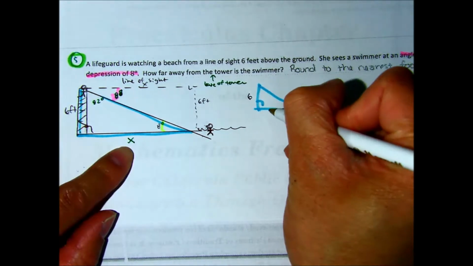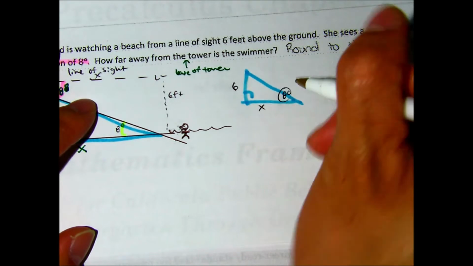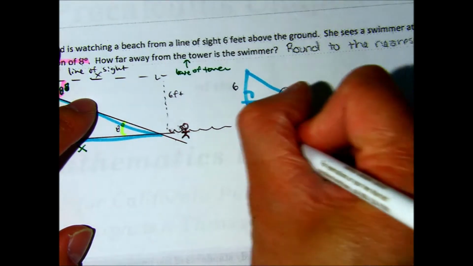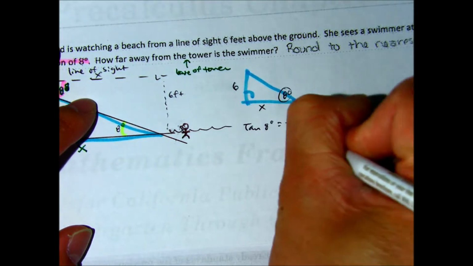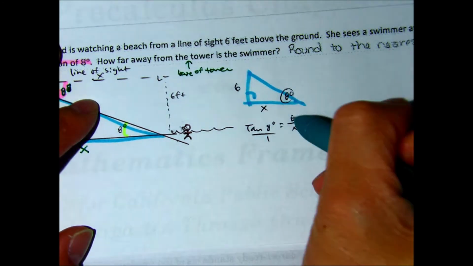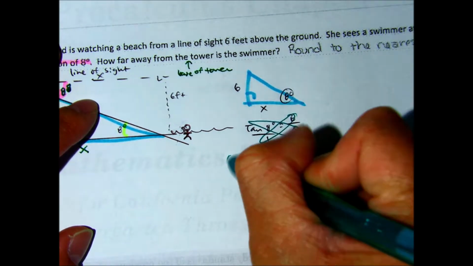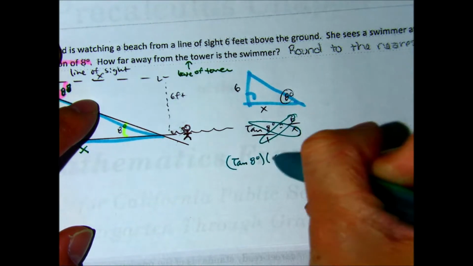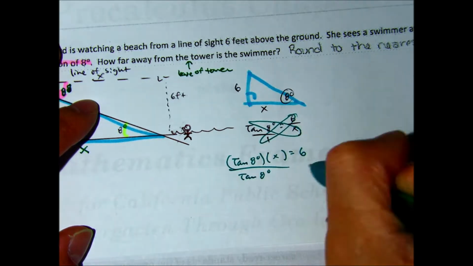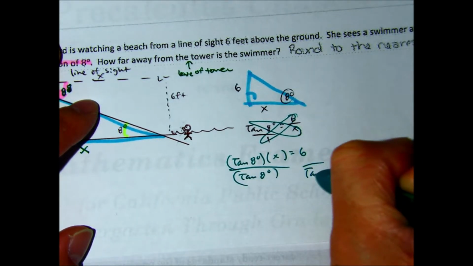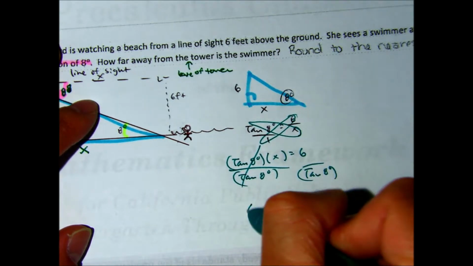Seems like your favorite trig function, tangent. Tangent of 8 degrees is opposite over adjacent, so 6 over X. You're going to cross multiply. You'll get tangent of 8 degrees times X equals 6. Divide by tangent of 8 on both sides, and you have a calculator-ready equation there. Whatever triangle you used, we should get the same answer. Let's try it.